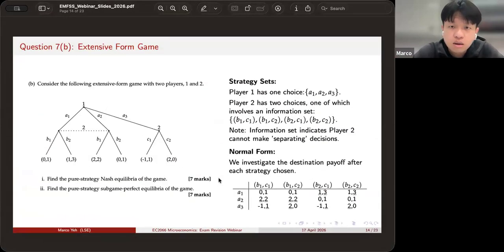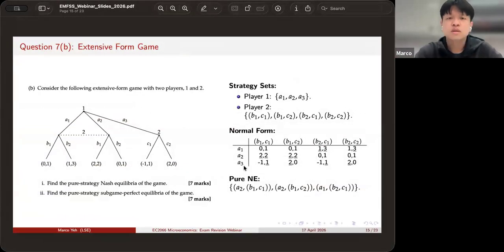Now, yes. These are the strategy sets as a summary. I will find the pure Nash equilibrium. So how do I write down a pure Nash equilibrium? I actually have 3 in this example: A2, B1, C1; A2, B1, C2; and A1, B2, C1.